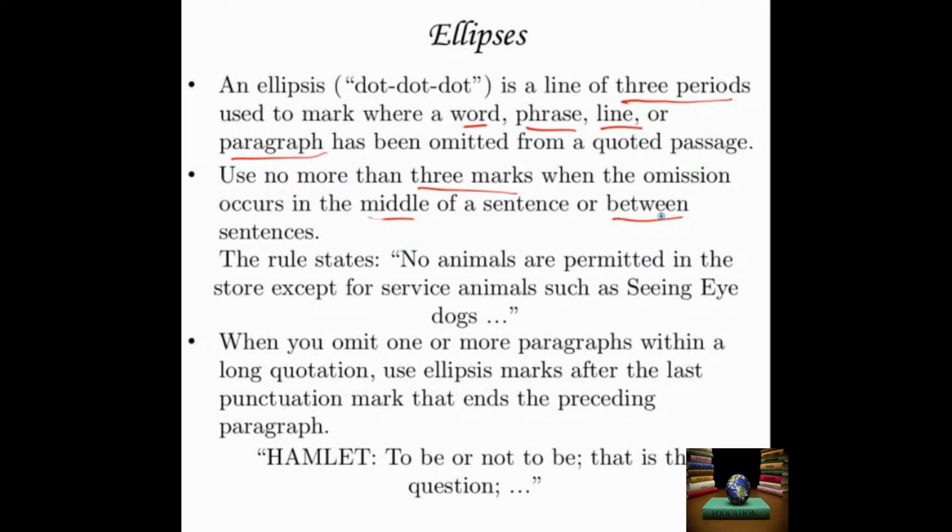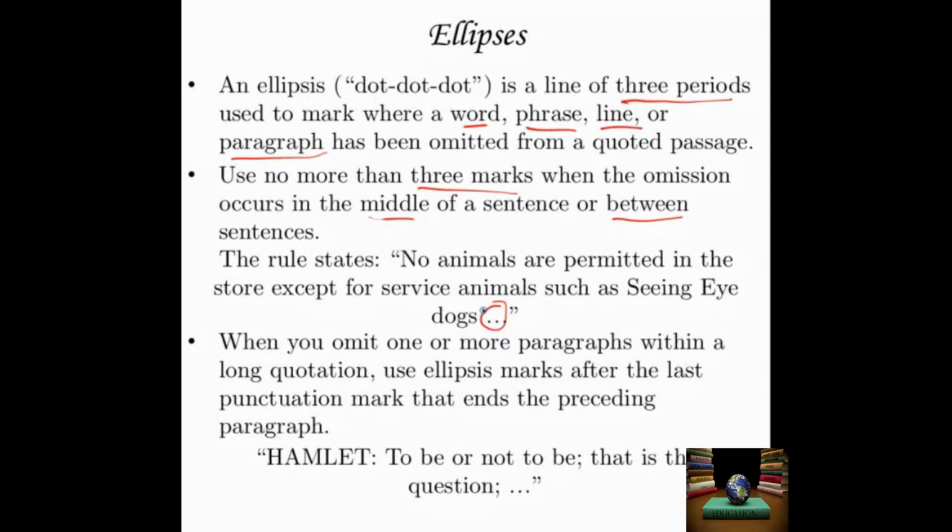For example sentence, the rule states, no animals are permitted in the store except for service animals such as seeing eye dogs. Now, in this sample sentence, we are quoting a rule, probably posted on a sign somewhere, but we haven't quoted the entire rule. We include this ellipsis to indicate, yeah, there's more here, we just haven't reproduced it. And again, we use only 3 dots.